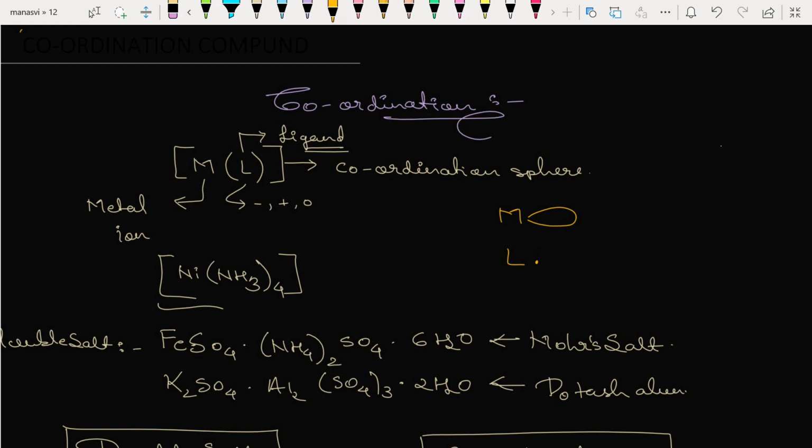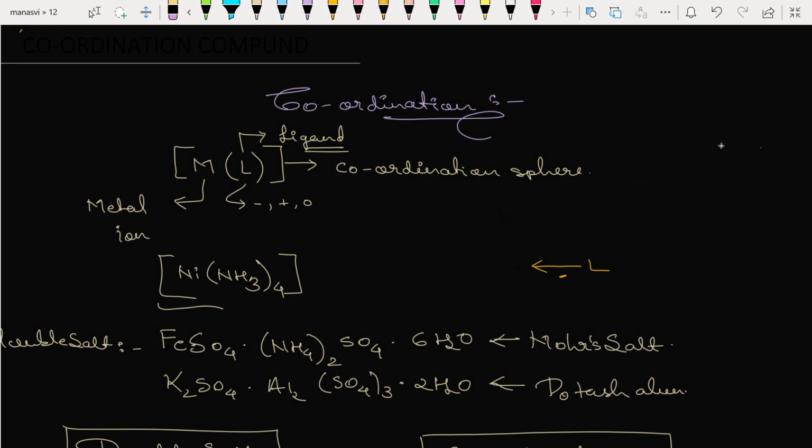Now, we choose a metal that has an empty orbital, and we choose a ligand which has a lone pair. What will happen? The ligand will donate its lone pair into the empty orbital of the metal and a coordinate bond will be formed. Coordinate bonds are usually represented like this. This is known as a coordinate bond, and this is what we call a coordination compound.